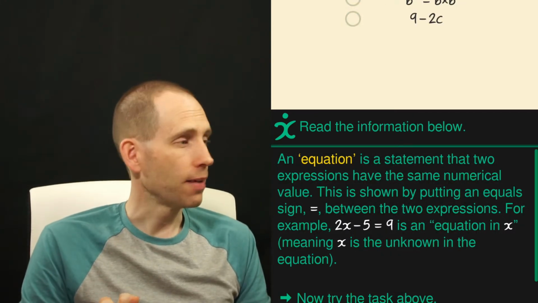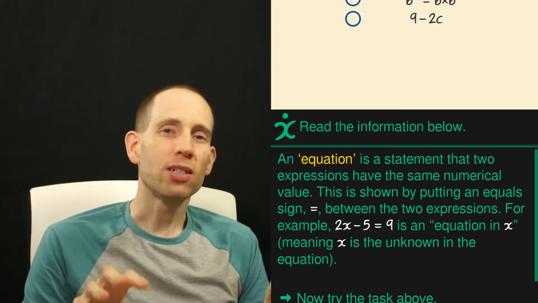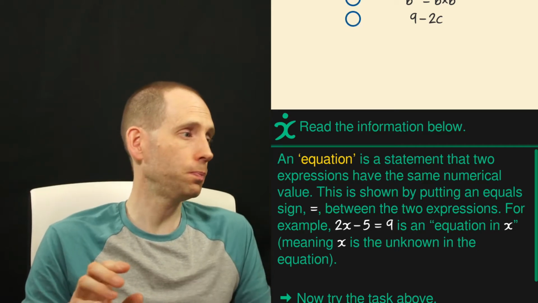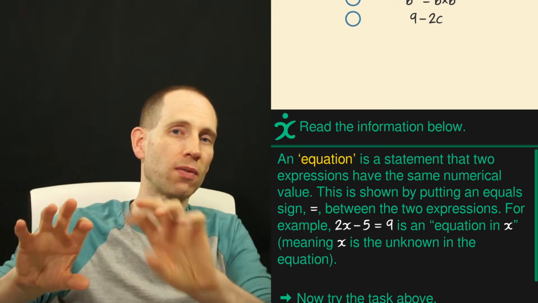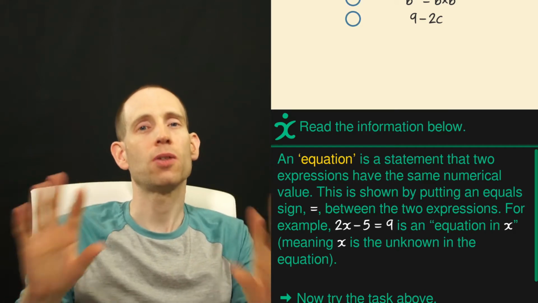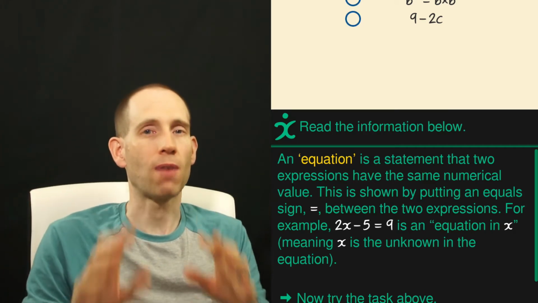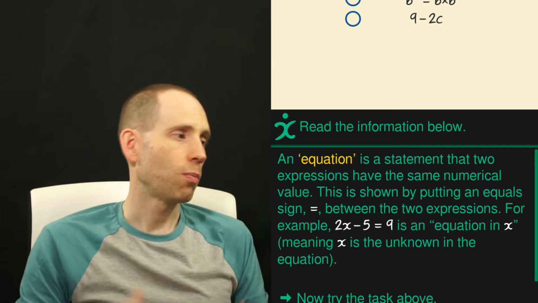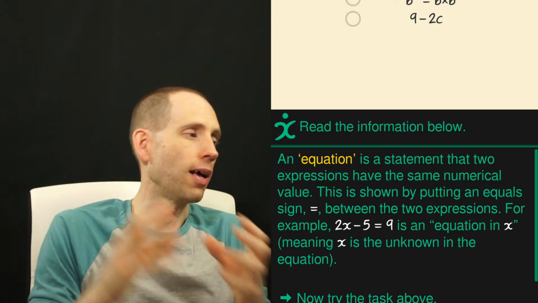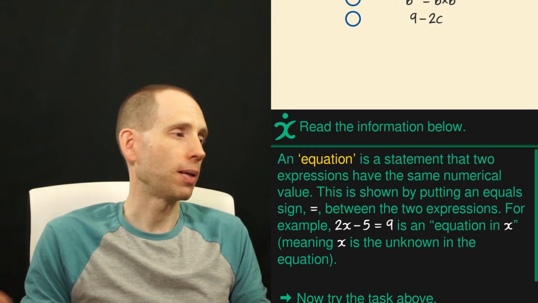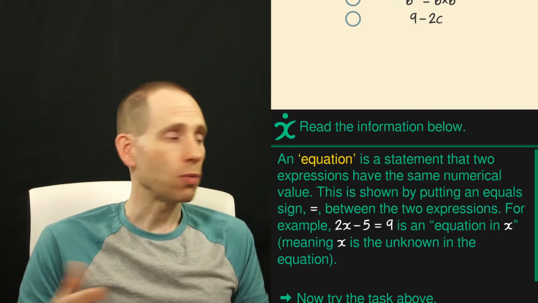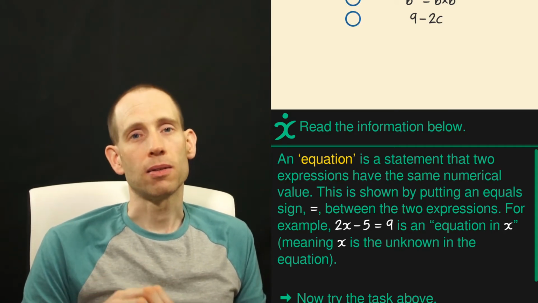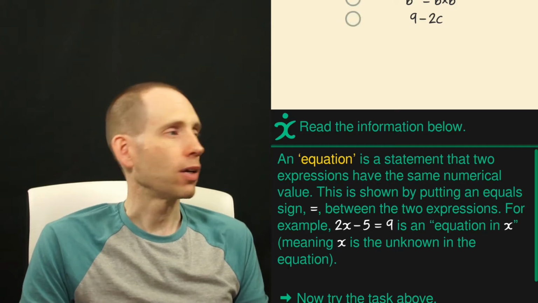So an equation then, equations do have equal signs. An equation is a statement that two expressions have the same value as each other. So by putting an expression on one side of an equal sign with another expression on the other side, I'm saying those two expressions have the same value. So the example in here is that 2x minus 5 equals 9. Both the expressions, the 9, just the 9, and the 2x minus 5 have a value of 9. And some terminology, we might say an equation in x or an equation in y. That means that x or y is the unknown in that equation.